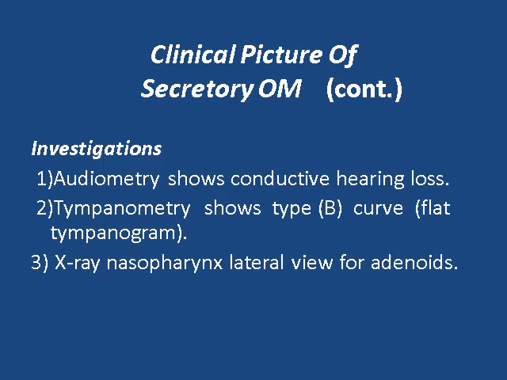What are the investigations needed for a case of otitis media with effusion? First, for hearing assessment, we need audiometry and tympanometry. Audiometry will show conductive hearing loss, while tympanometry will show type B curved tympanogram. X-ray nasopharynx lateral view to exclude adenoids because they are the commonest cause of the eustachian tube obstruction, especially in children.